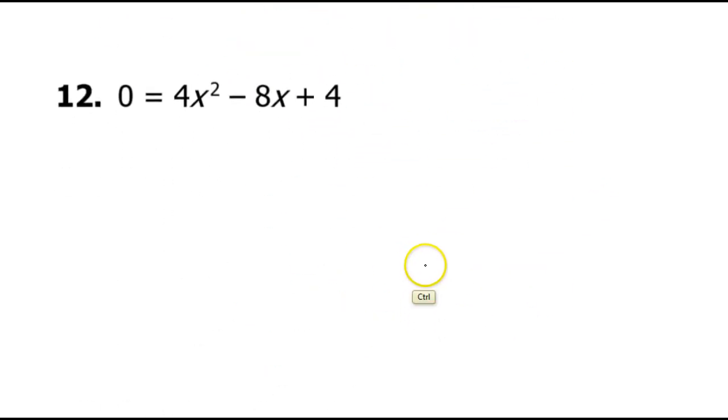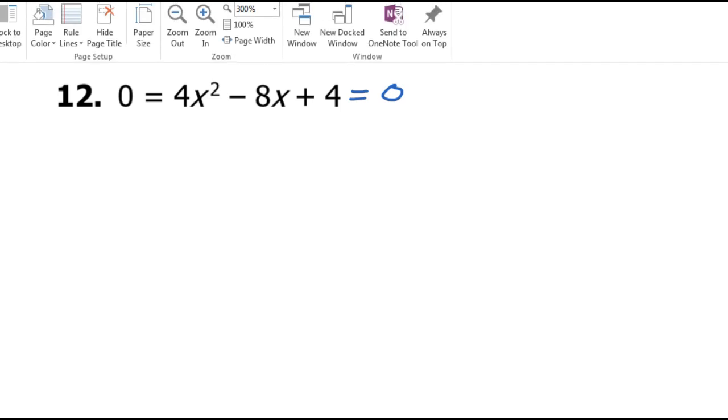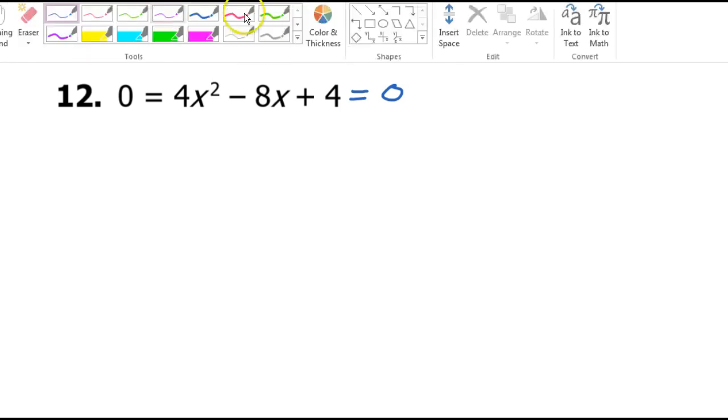All right, problem number 12. So first of all, I'm sure you won't mind if I move the equal 0 over to the right-hand side. I'm just more comfortable with it over there.